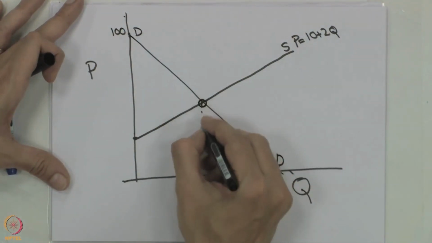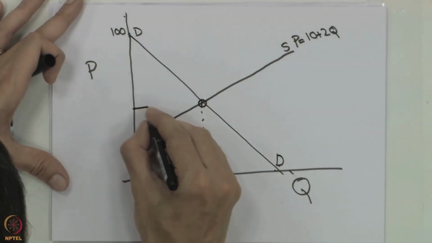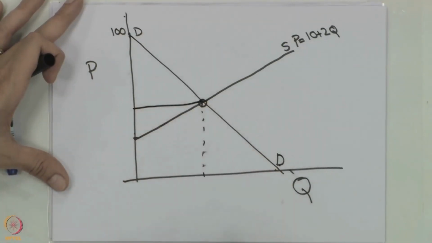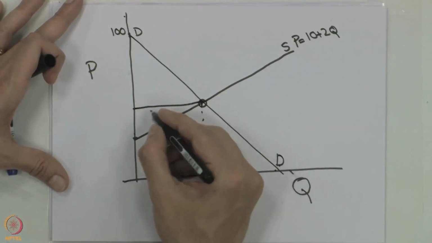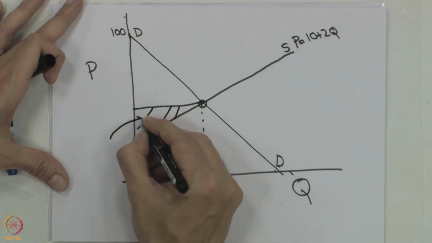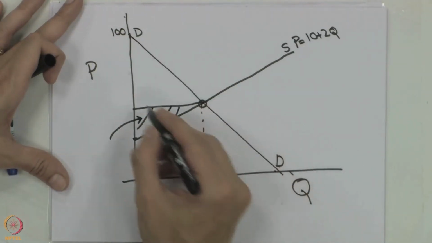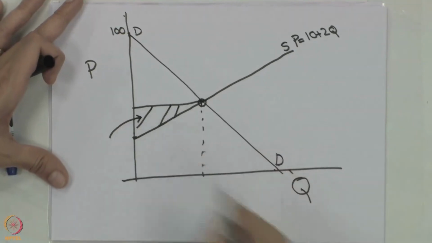This point becomes the equilibrium point, and this is the price the producer is getting. Let us calculate that price.